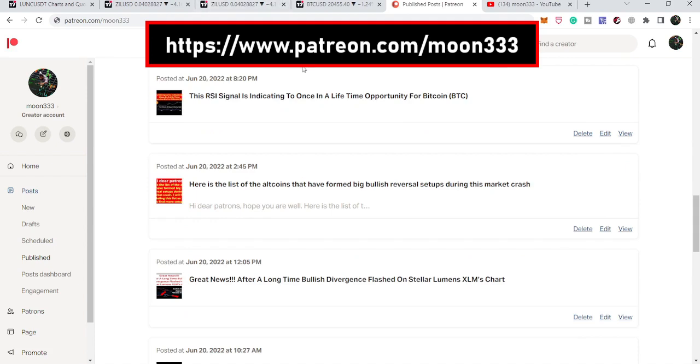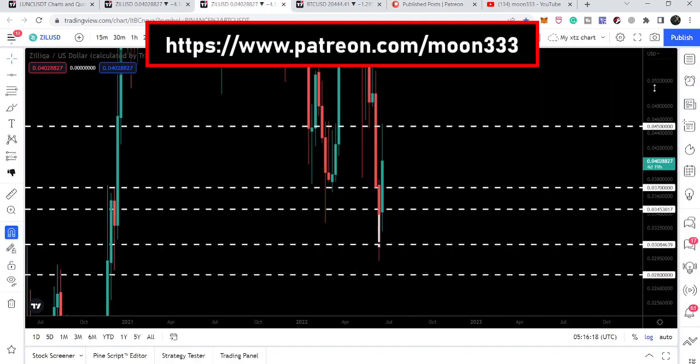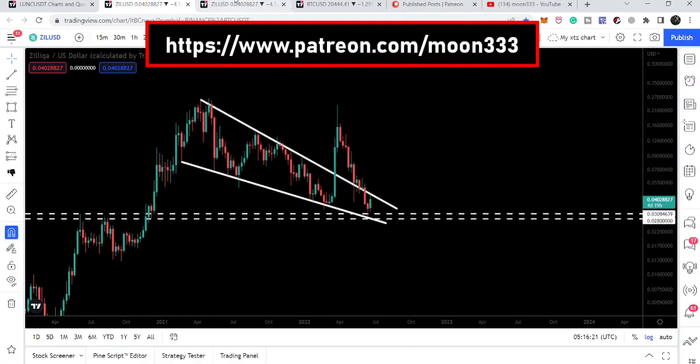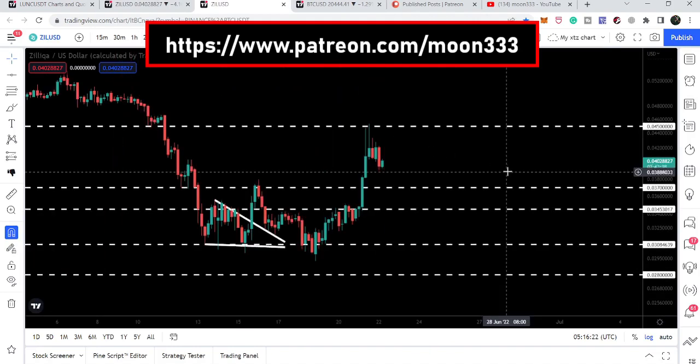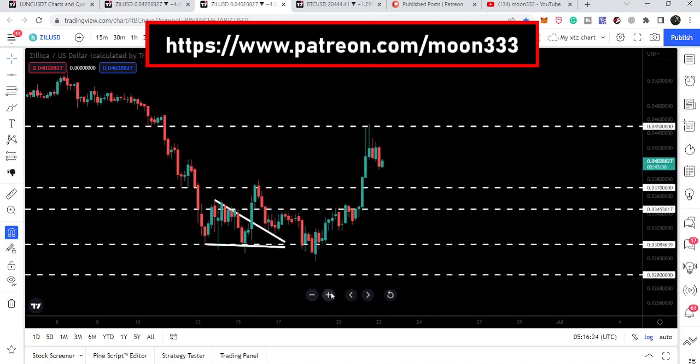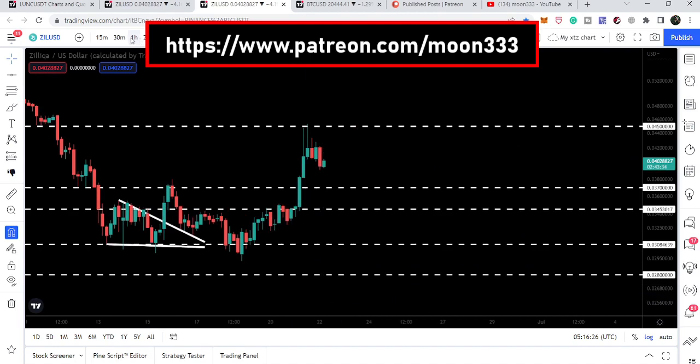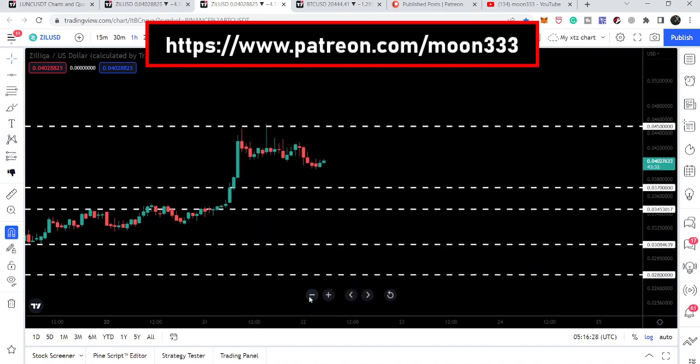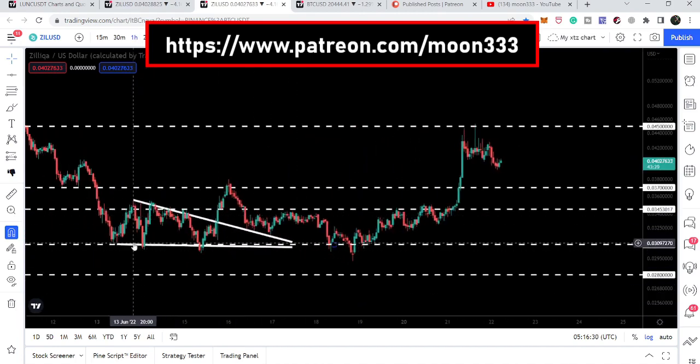So let's start the analysis. And first of all, let me begin with this smaller time frame chart. Let me take you to a 4-hour time frame. And here we have been watching that previously. First of all, let me show you this hourly time frame.